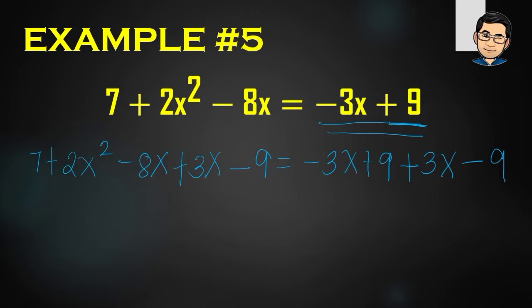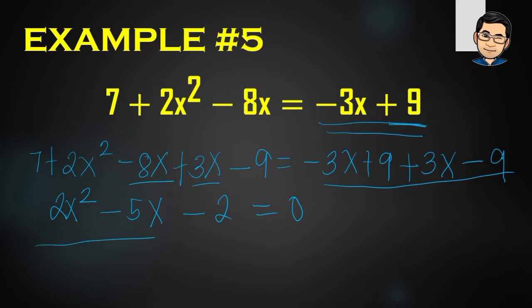So, ang like terms natin, negative 8x, tsaka 3x, tsaka yung 7 and negative 9. So, sulat natin, 2x squared. Negative 8 plus 3x, that is negative 5x. 7 minus 9, that is negative 2 equals, so ito, makakancel na lahat yan. So, kasi 3x minus 3x, 0, 9 minus 9 is 0. So, the standard form of the given equation is 2x squared minus 5x minus 2 equals 0.